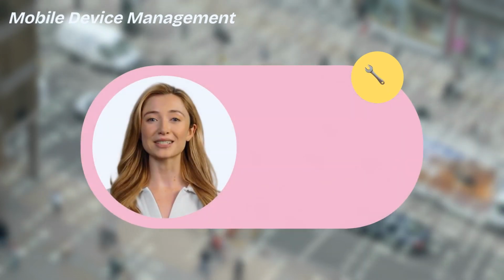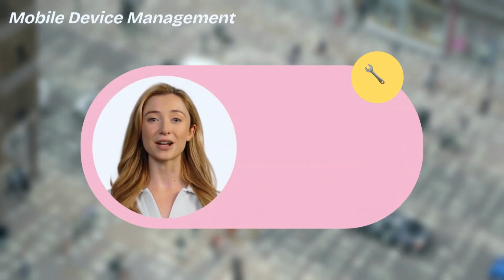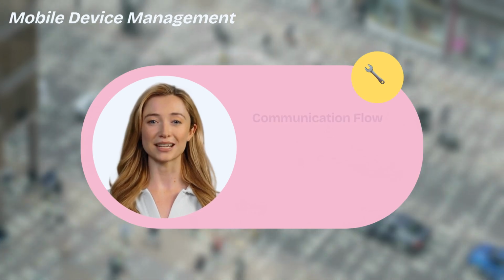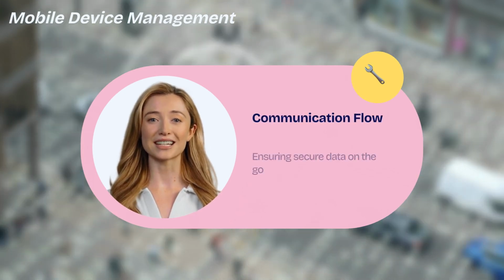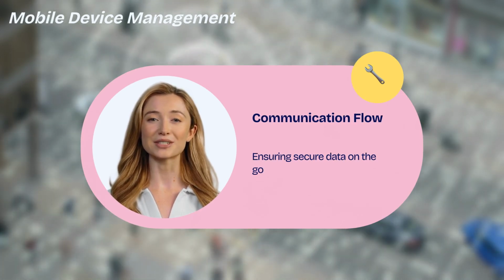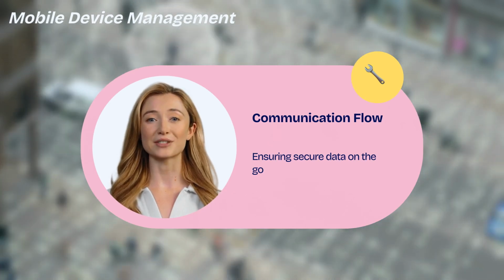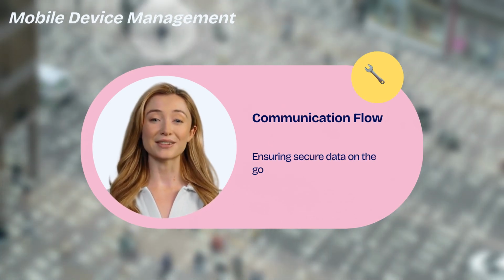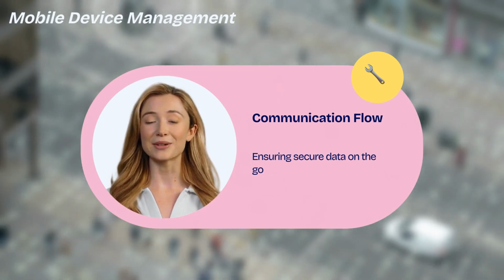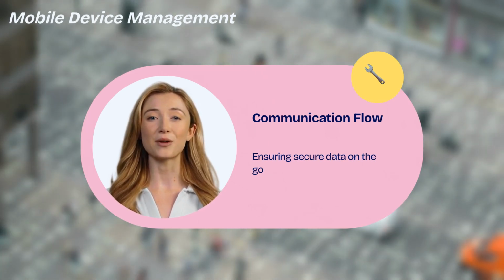And what about mobile devices? With more work happening on the go, mobile becomes another layer in our communication flow. How do we ensure that data on phones, tablets, and laptops is as secure as when it's on our fixed network? Mobile device management, MDM solutions are key here, allowing control over what data can be accessed and how it's protected when away from the office.